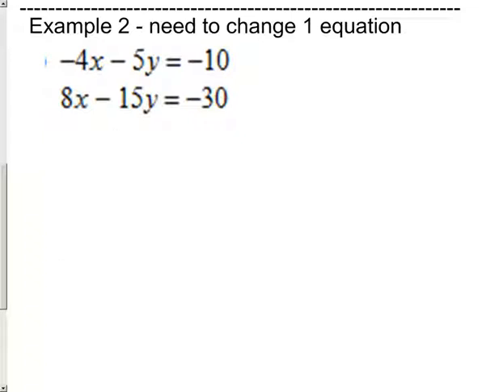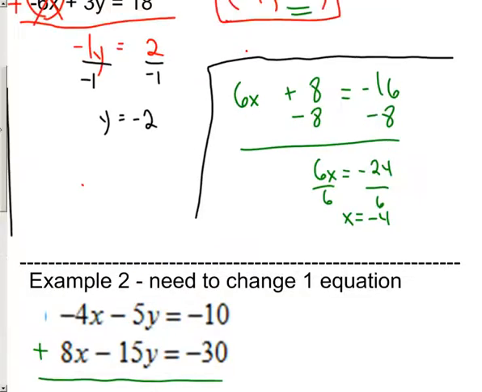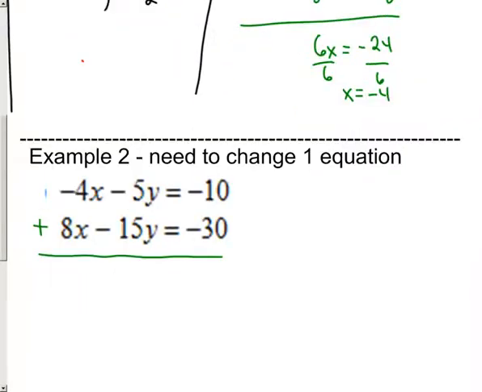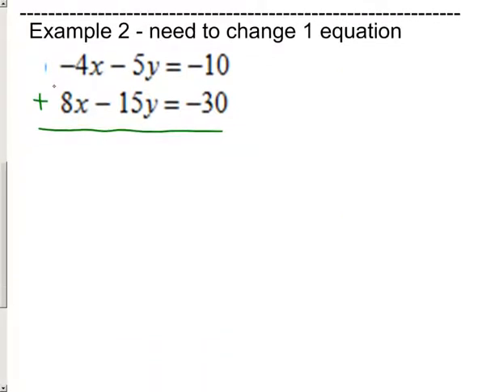Now, initially I said, hey, all that we need to do is go through and add the equations together, because we call it the elimination method when one of your variables is eliminated. Their x's were eliminated and we could go solve for the y. That's not always going to happen though. Negative 4x plus 8x is 4x. Negative 5y plus negative 15y is negative 20y. And this would be negative 40.